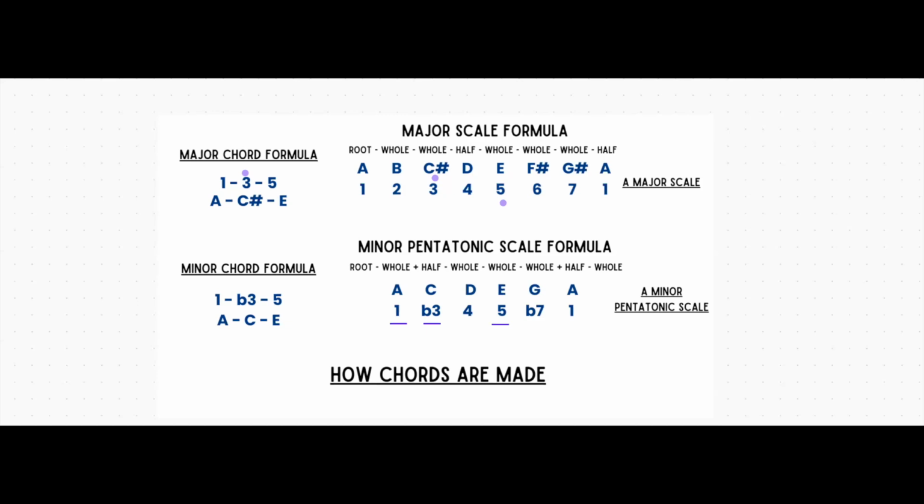The notes in the minor pentatonic scale are 1, flat 3, 4, 5, flat 7, but the chord formula for the minor chord is 1, flat 3, 5. Again, 1 is A, flat 3, we have a C sharp, so flat means minus a half step, which is C, and then E is the fifth. So 1, flat 3, 5: A, C, E. Now this is in A minor. This is an A major chord here. This is an A minor chord.